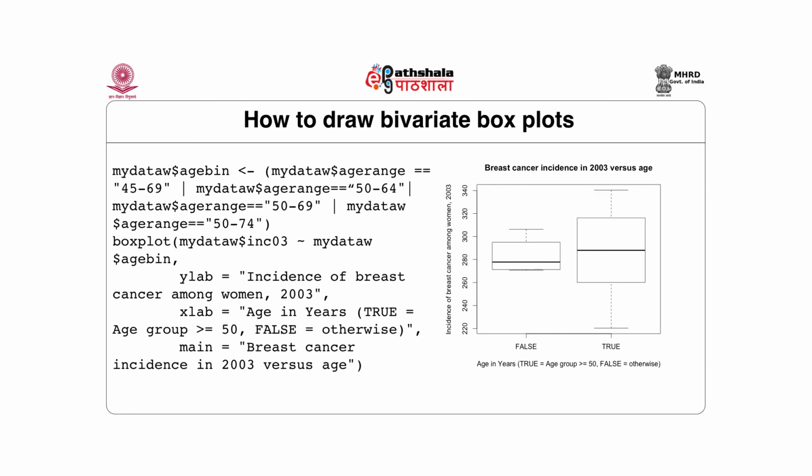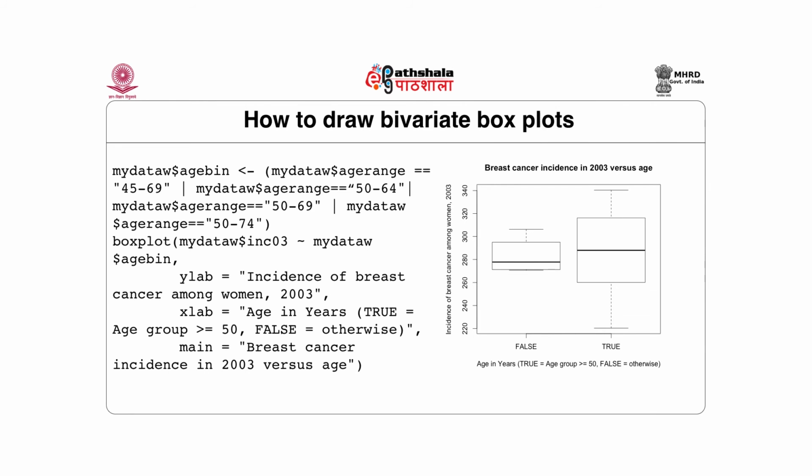But now the point that you need to note here is that for bivariate box plots, you have to give the name of the continuous variable first, and then the tilde, and then you have to put the categorical variable next.